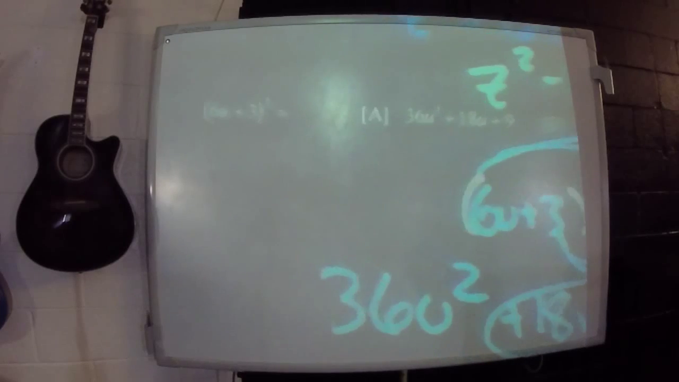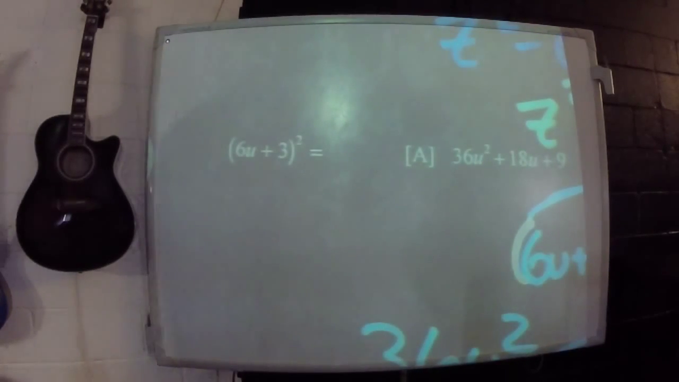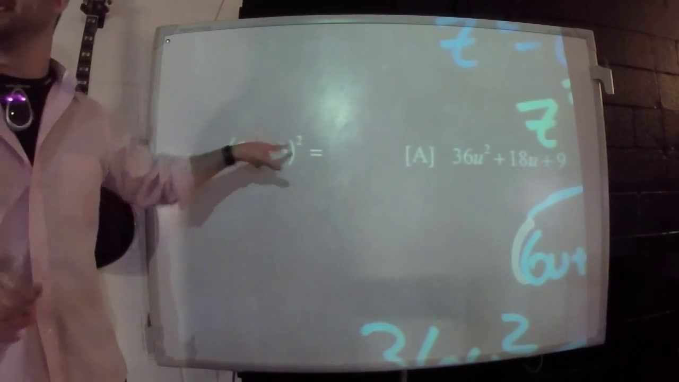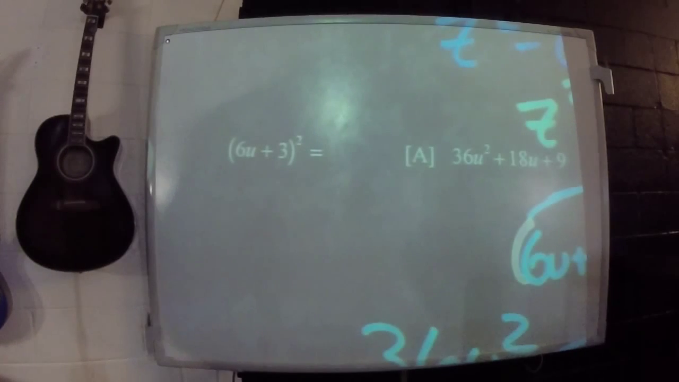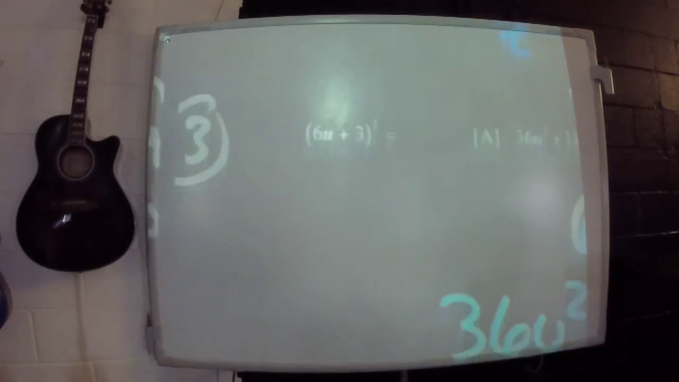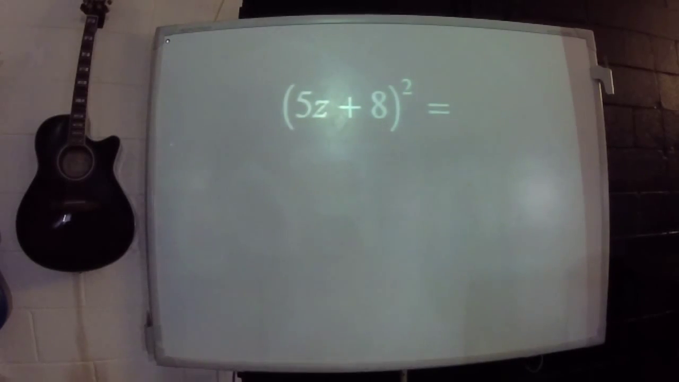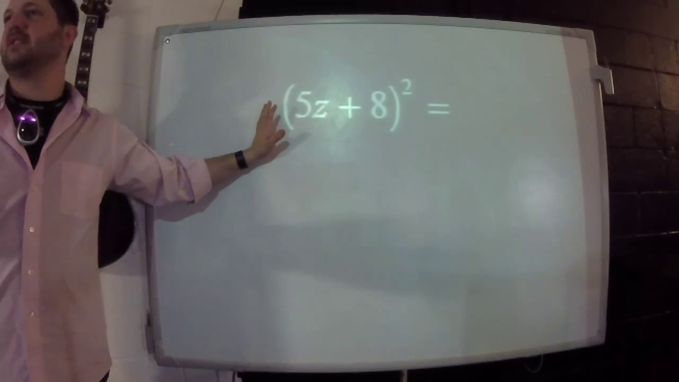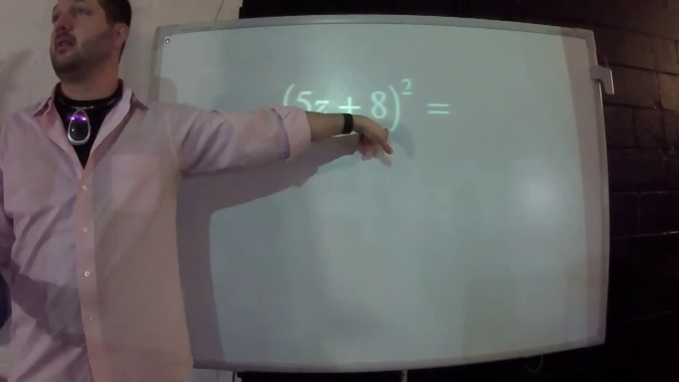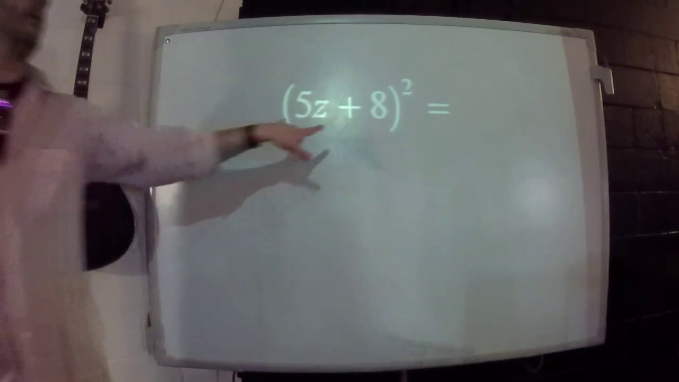So think about that. The middle term was 36 because this made 18u. If you multiply these two things, they make 18u, but you have to double it because you're going to get two of them. So let's try again. Just trying to guess the answer before we actually work it out. If you're squaring it, I bet the first term is going to be 25z squared, and the last term is probably going to be 64. What's that middle term probably going to be?